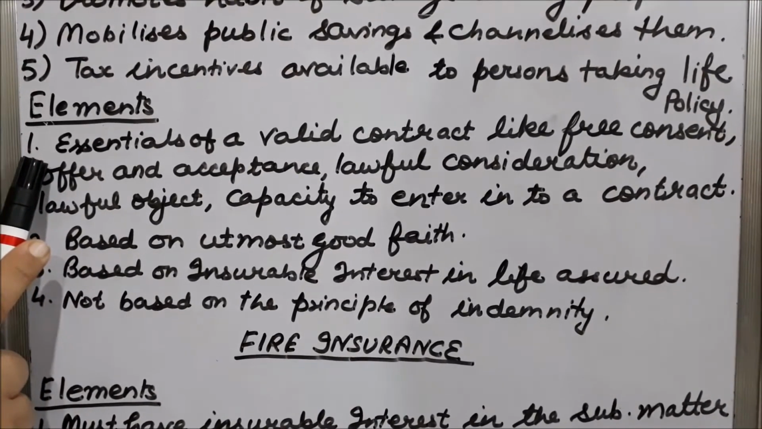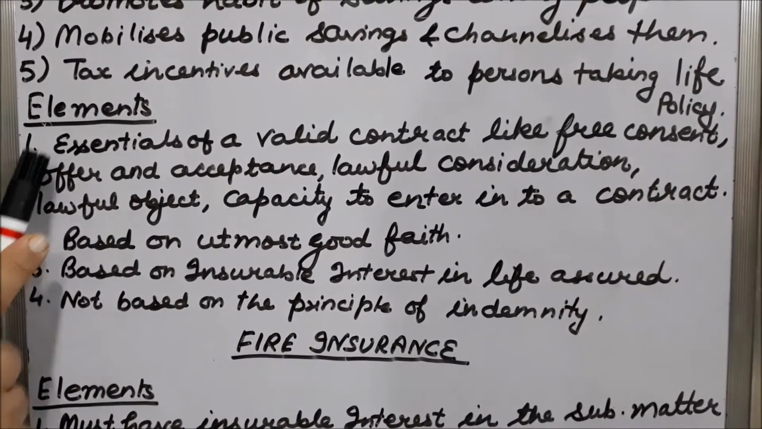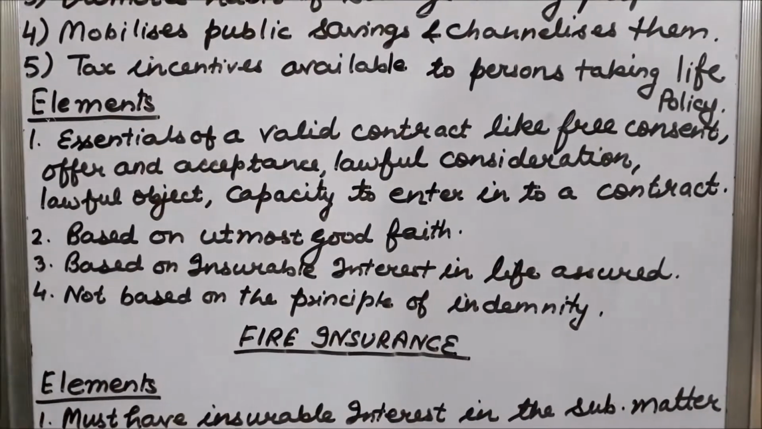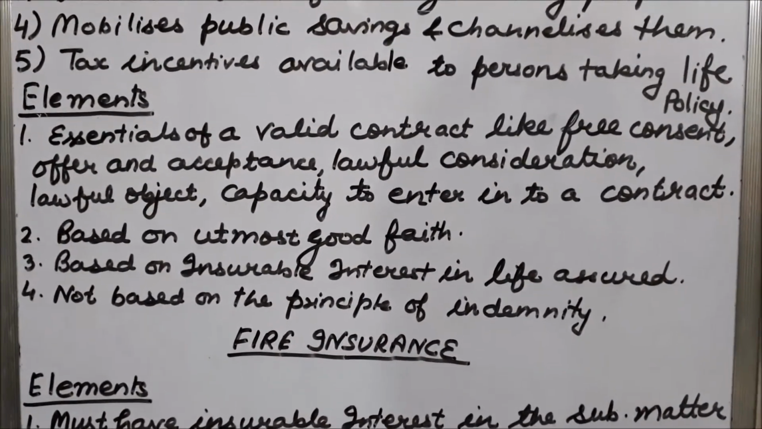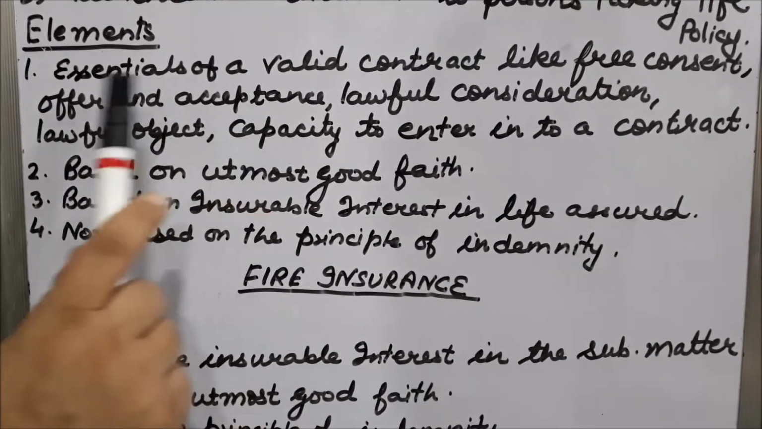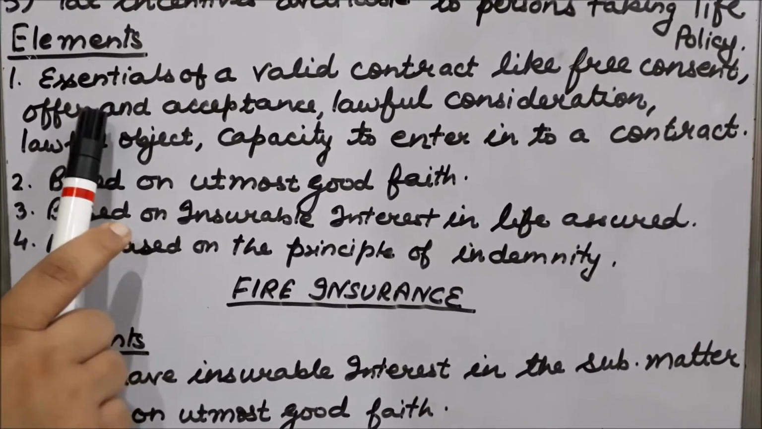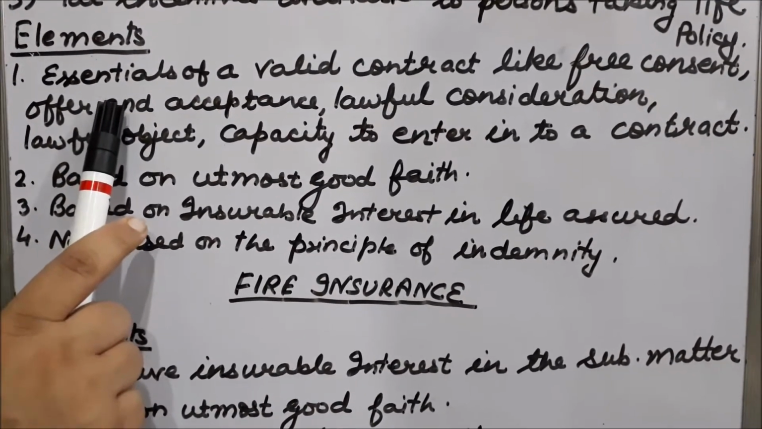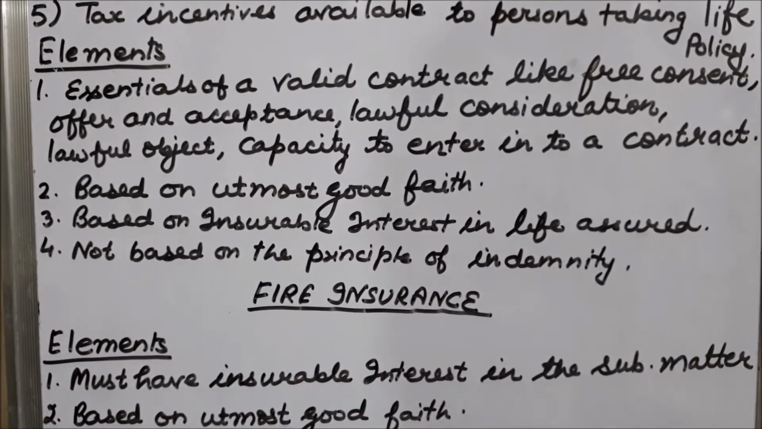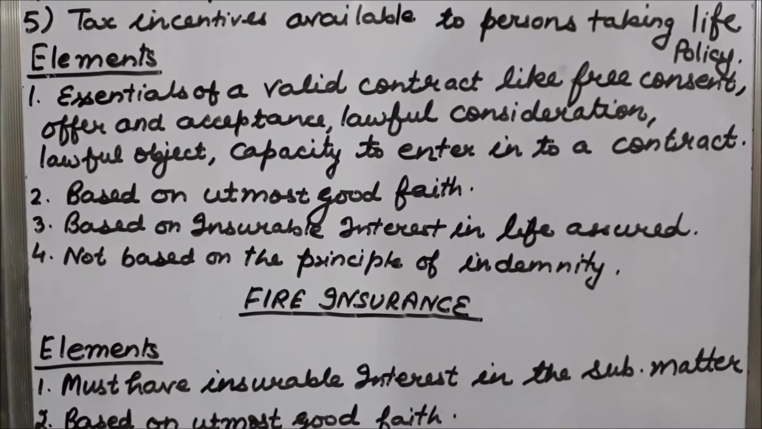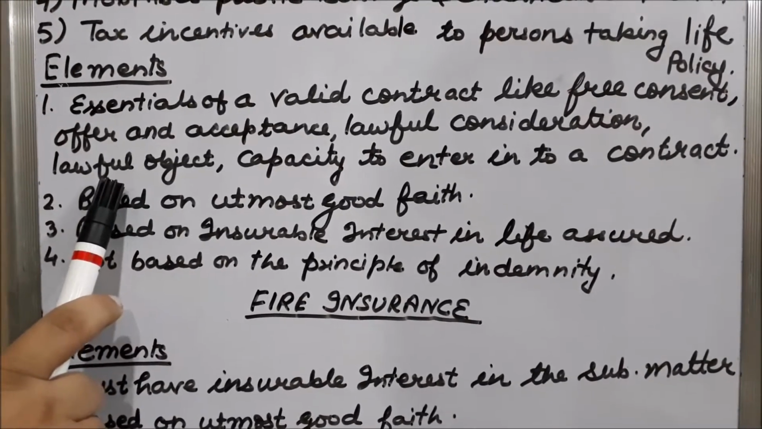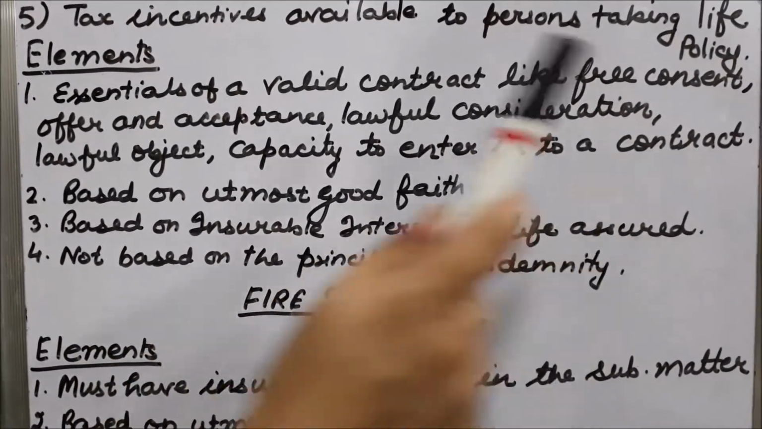First of all, in case of life insurance, all the essentials of a valid contract must be fulfilled, like free consent. It means the insured should take the life insurance policy freely without any pressure. Offer and acceptance. He must accept the offer given by the life insurance company willingly. Lawful consideration. The amount of premium paid by the insured must be lawful. Lawful object. The object of the insurance must be legal. Capacity to enter into a contract.